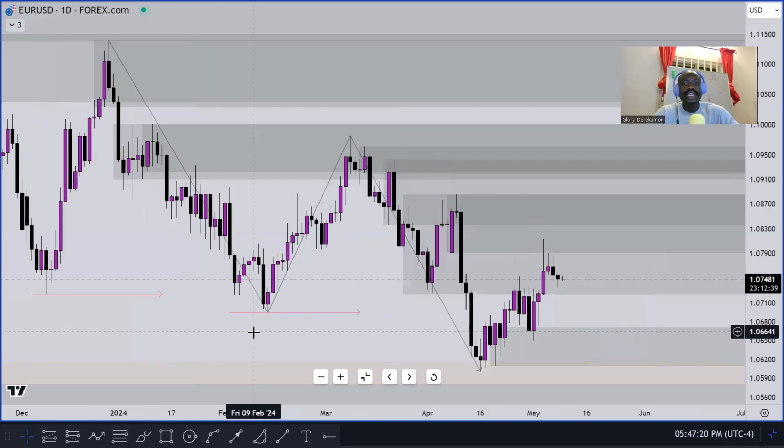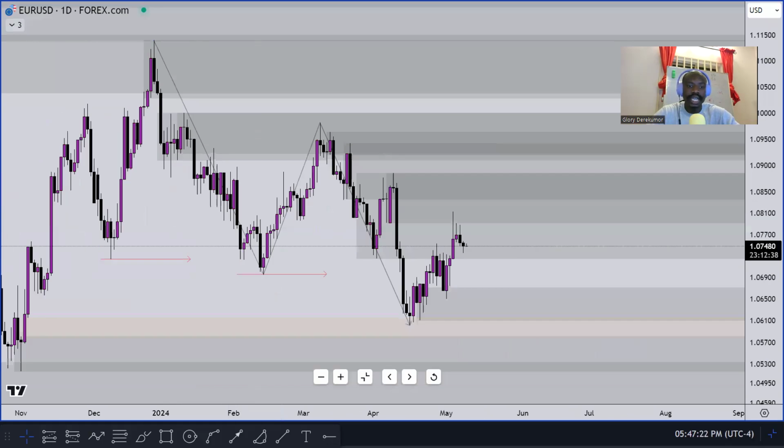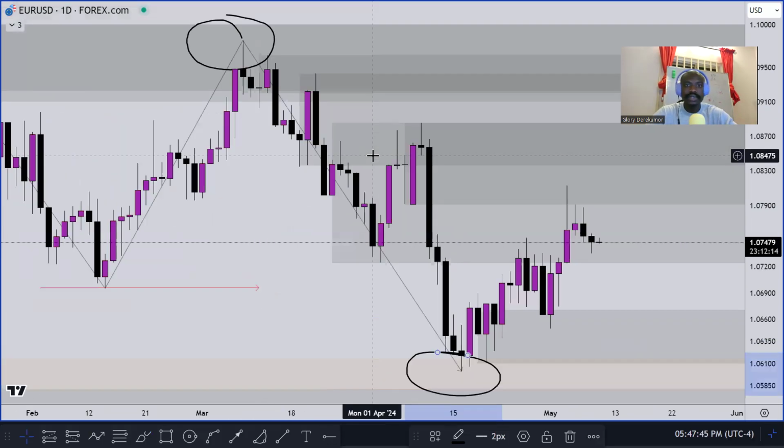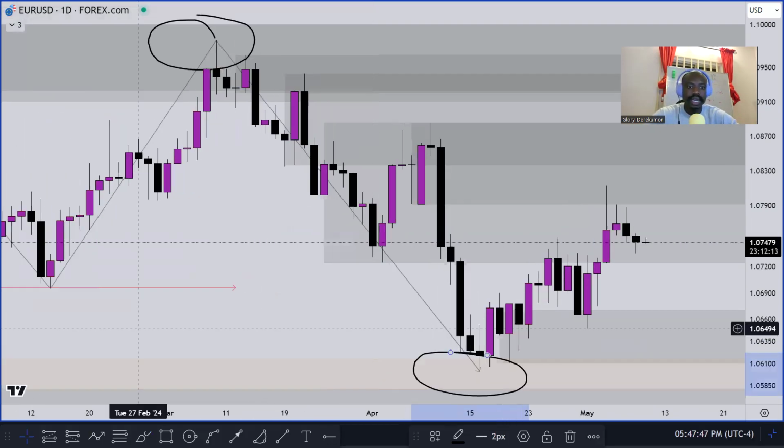The most recent leg that took our structure to the downside is the leg from this high here to this low here. Okay, now what I'm going to do is investigate this leg and look for the internal structure within this leg. The internal structure within that leg right there. And if I do that, just zooming in a little bit here, let's start to mark out the internal structure within that leg.